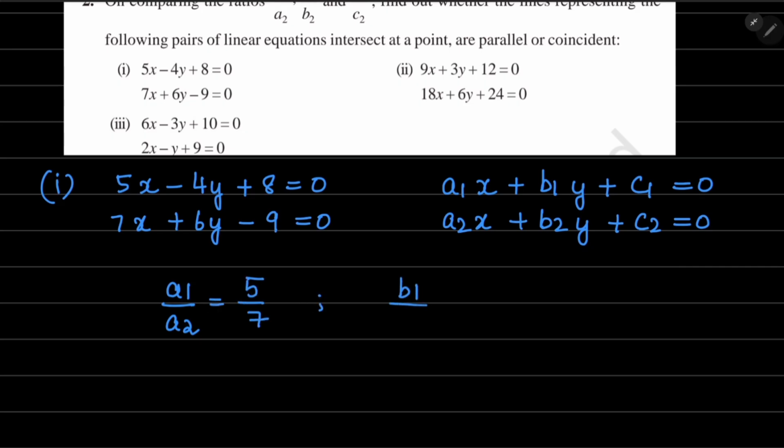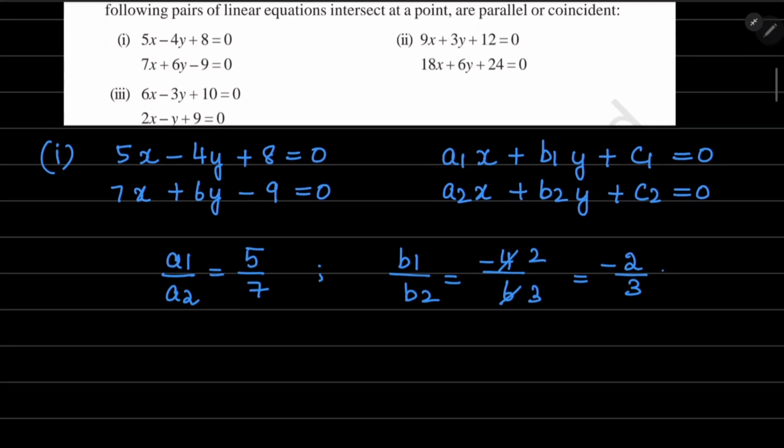What is your b1 by b2? The coefficient of y in the first divided by the coefficient of y in the second one, which is nothing but minus 4 by 6. Here you can cancel it with 2, so this becomes minus 2 by 3. Now, you do not need to essentially find c1 by c2, but still if you want, you can write it. It's nothing but 8 by minus 9, or minus 8 by 9, just for the sake of writing.